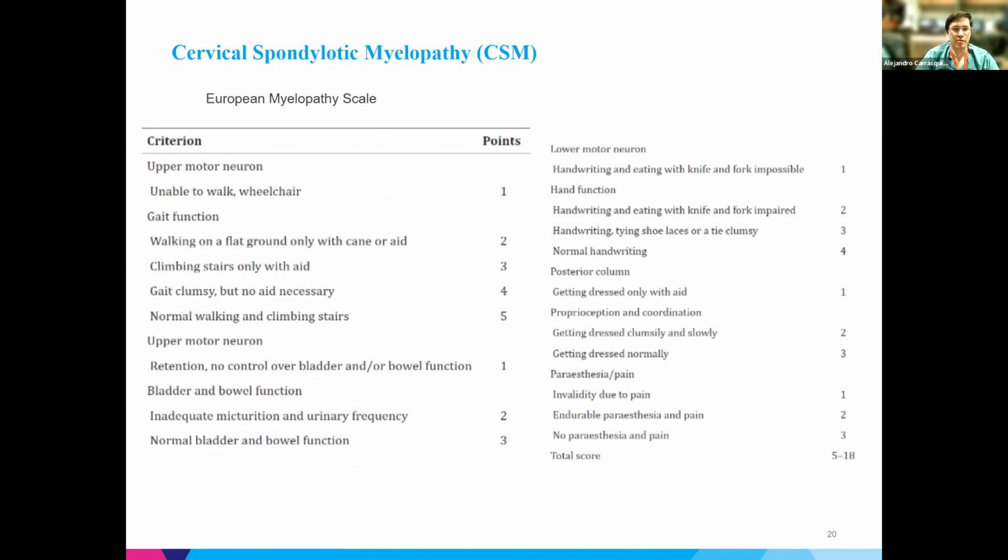Another one to note is the European Myelopathy Scale. It itself also encompasses a number of different components: upper motor neuron symptoms, gait dysfunction, bladder and bowel dysfunction, lower motor neuron symptoms, posterior column symptoms, paresthesias and pain, and ranges from a total score of 5 to 18. Here, the higher scores are better as well.